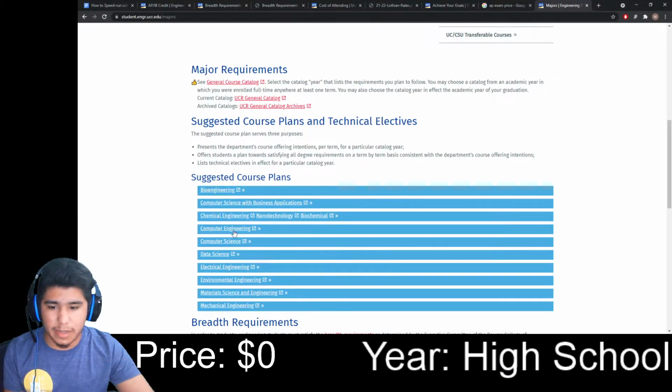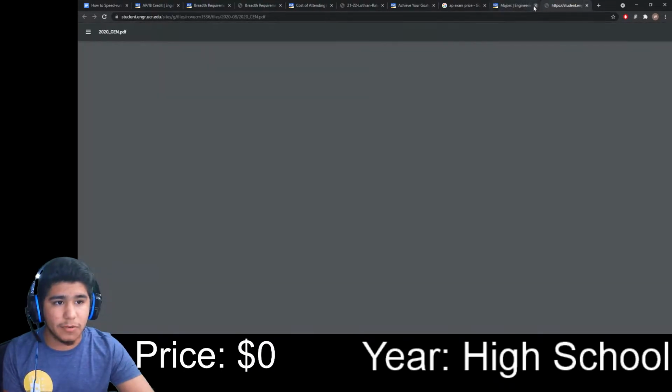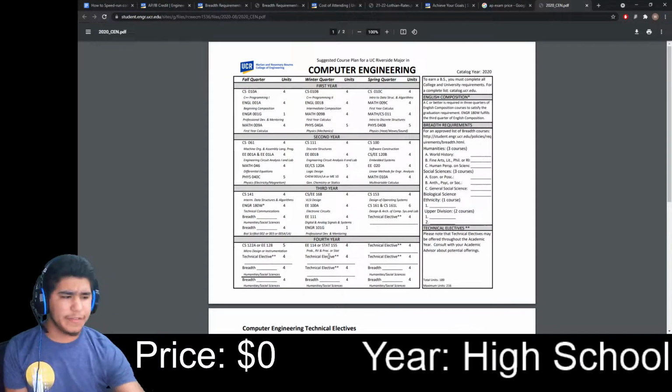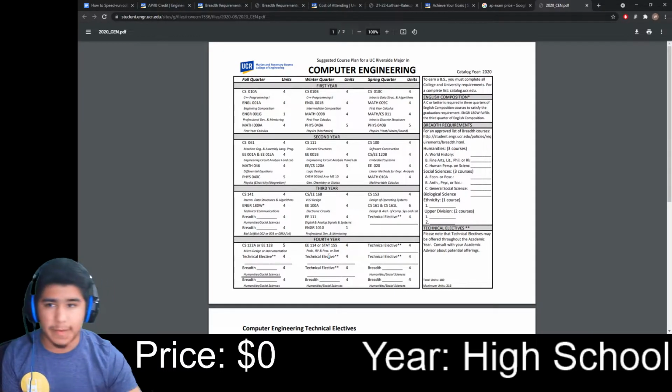So here, and we're going to go to computer engineering. And bam, this is the course plan. These are all the classes you need. Very simple. Alright, and this is also kind of like when they recommend you take it. However, this is 4 years, and we're not here for 4 years. We're trying to speed run it.